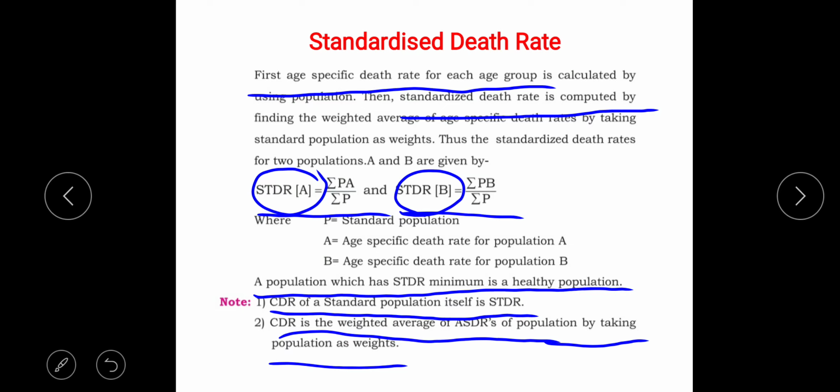So when it comes to only two locations and standard population of the same among the two locations, then no need to calculate STDR. So CDR itself is a STDR.